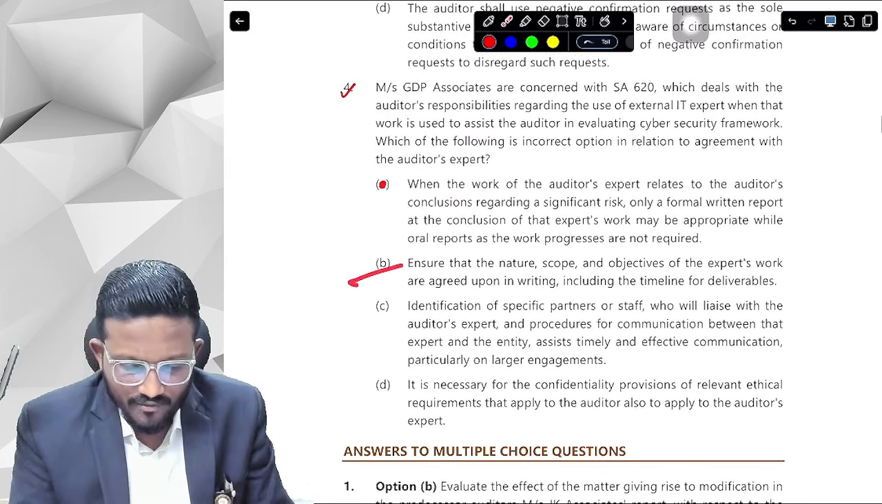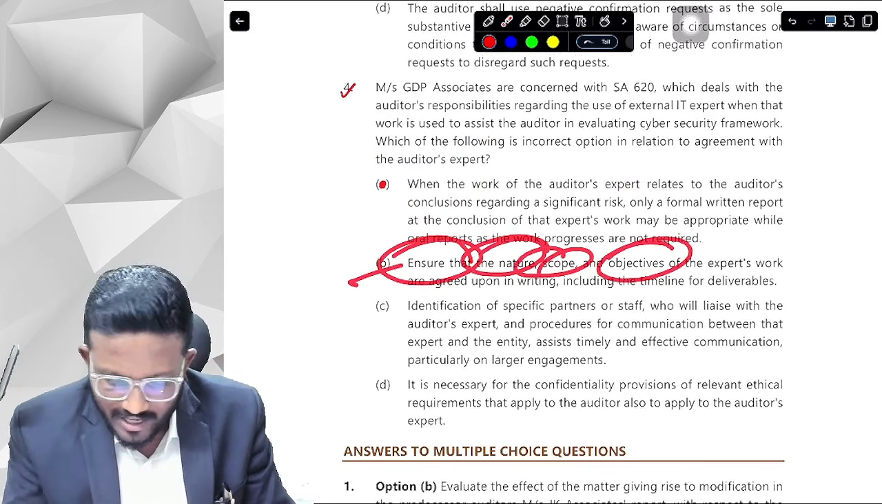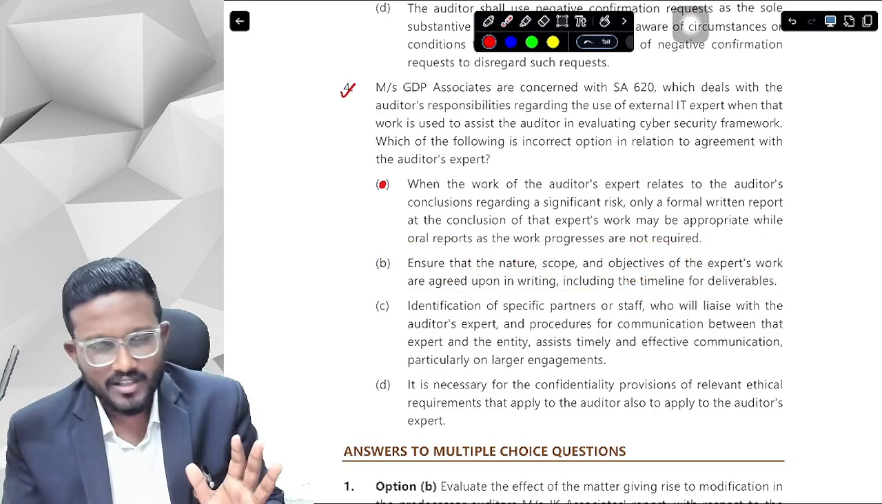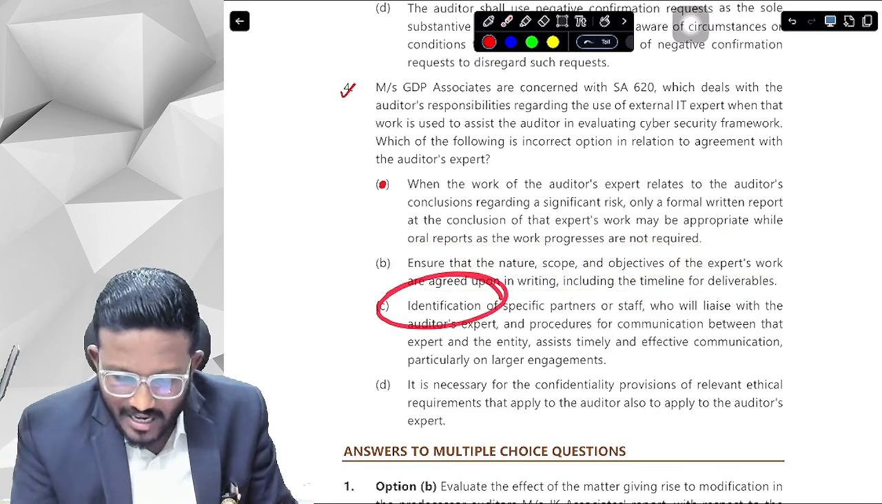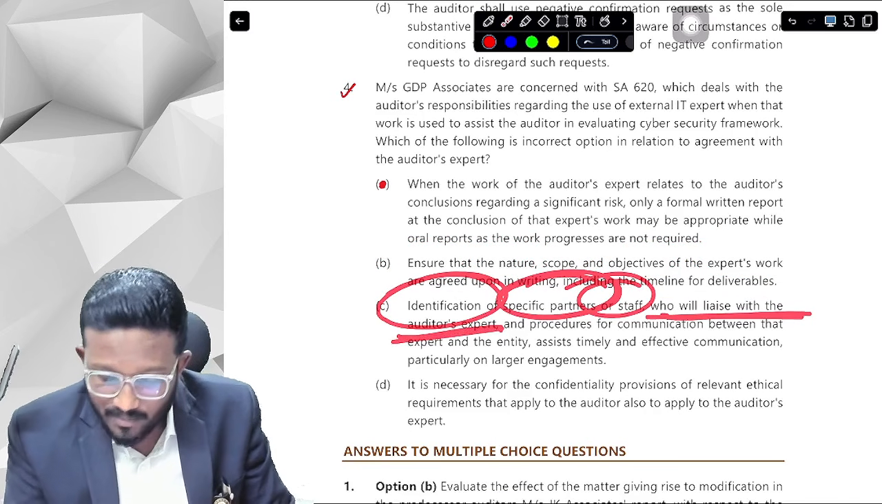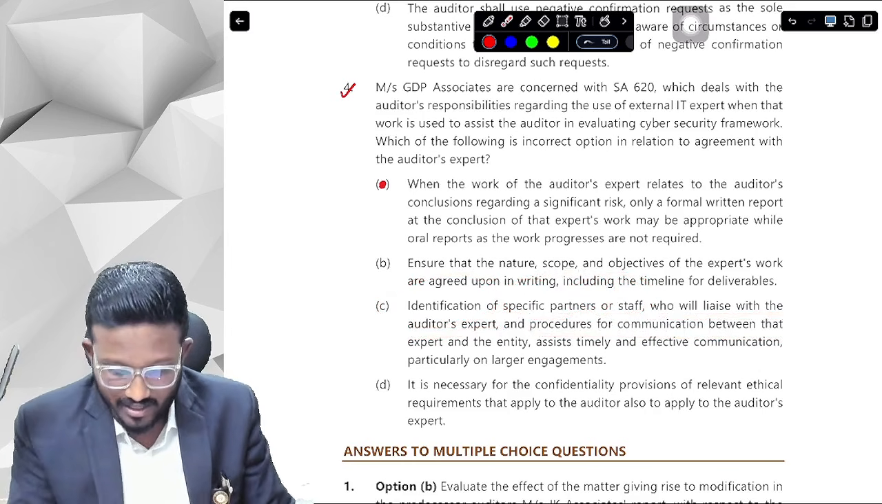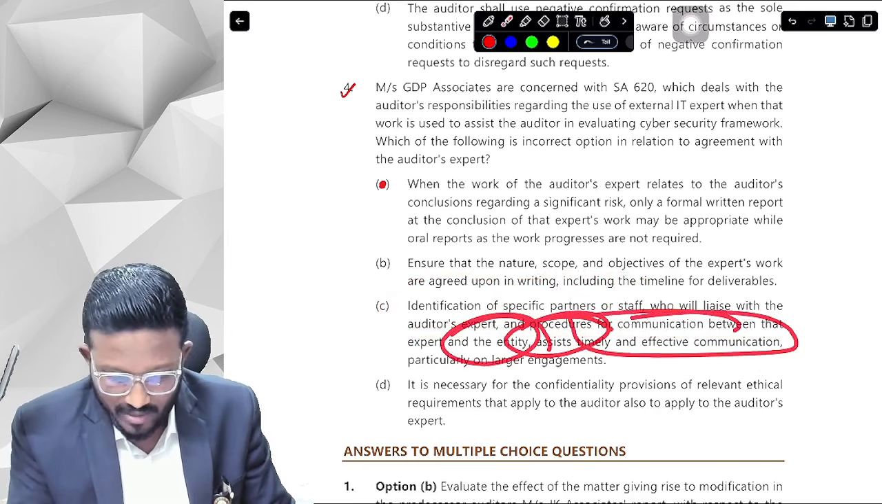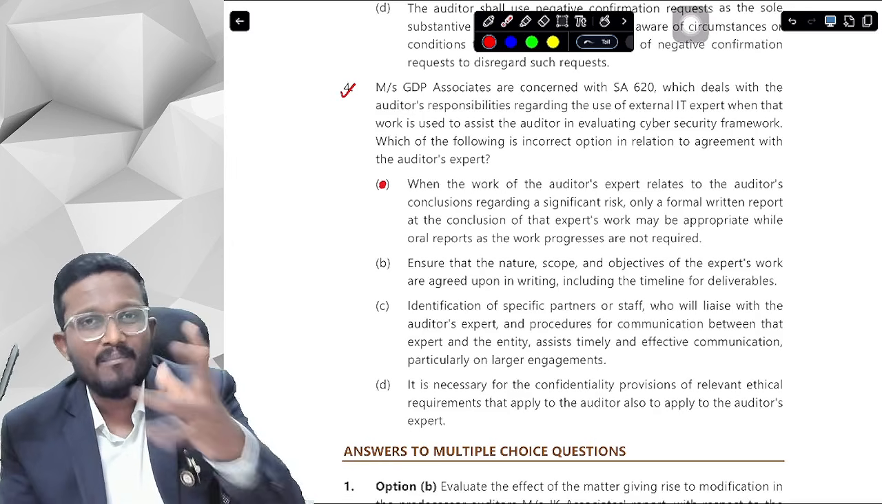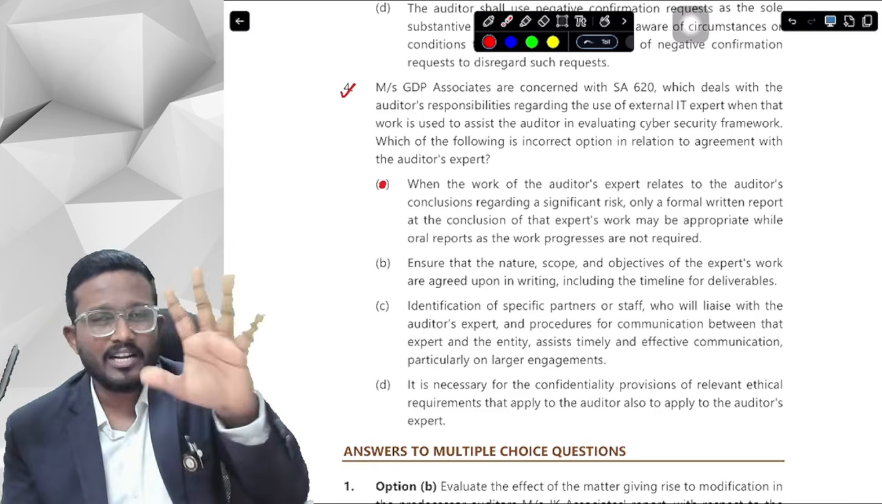So the first option is we need to ensure that the nature, scope and objective of the expert work are agreed upon in writing, including the timeline of delivery. Obviously we will need to ensure that in our agreement. Second is we need to identify the specific partner or staff who will liaise with the auditor's expert, and the procedures for communication between the expert and the entity, to assist timely and effective communication, particularly in larger engagements. Obviously we will need to assist each other for timely communication, particularly for larger engagements.